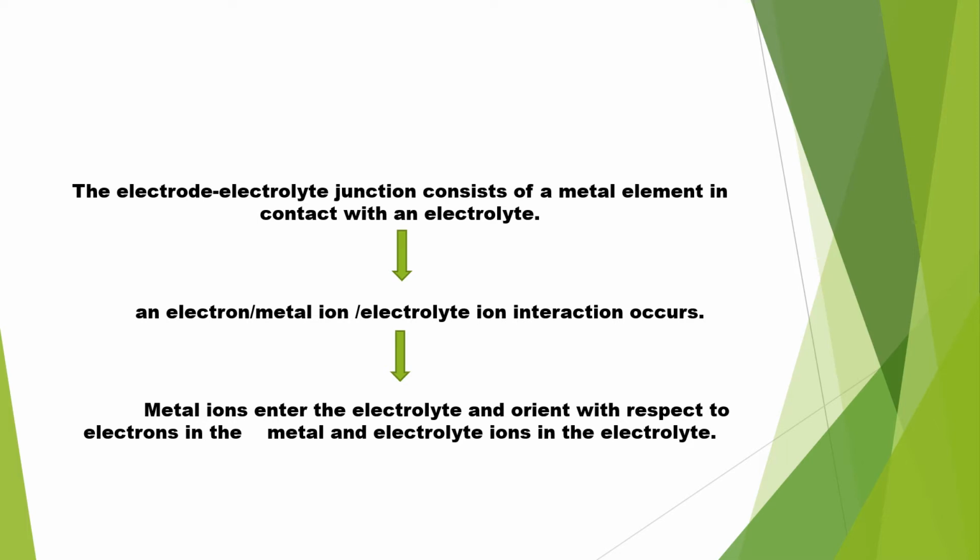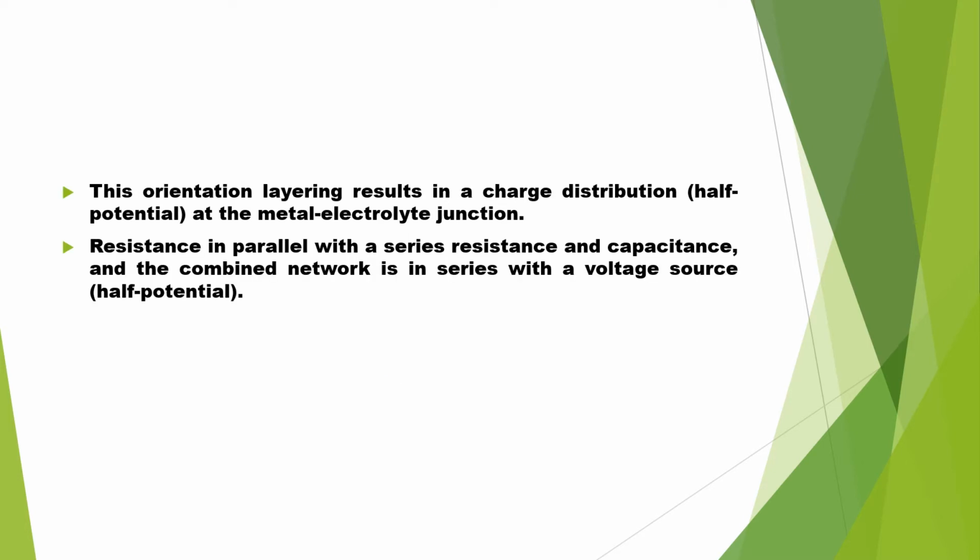In this situation, an electron-metal ion-electrolyte ion interaction occurs. Metal ions enter the electrolyte and orient with respect to electrons in the metal and electrolyte ions in the electrolyte. This orientation layering results in a charge distribution, that is the half-cell potential, at the metal-electrolyte junction.